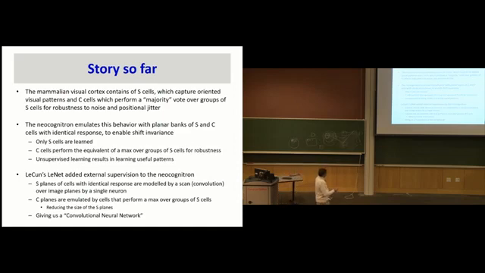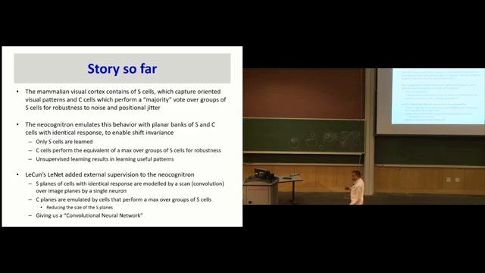LeCun's LeNet added external supervision to the neocognitron. Here, the S planes of cells with identical responses are now modeled by a scan with a single neuron. There's no need for me to replicate the neuron so many times. I can get the computational equivalent by simply scanning with a single neuron. And C planes are emulated by cells that perform a max over groups of S cells. And this gives us a convolutional neural network.